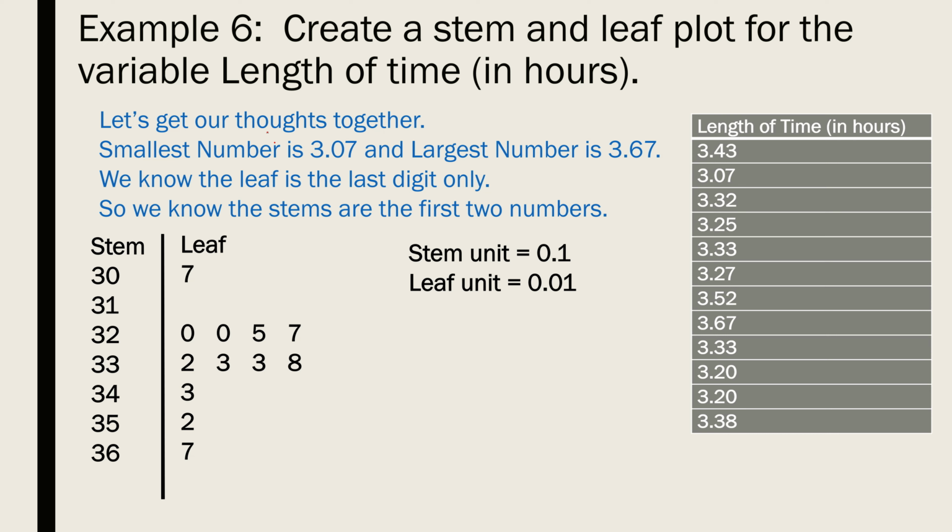Example 6. Create a stem and leaf plot for the variable length of time. Let's create the stem and leaf plot together. The smallest number in this dataset is 3.07. And the largest number is 3.67.